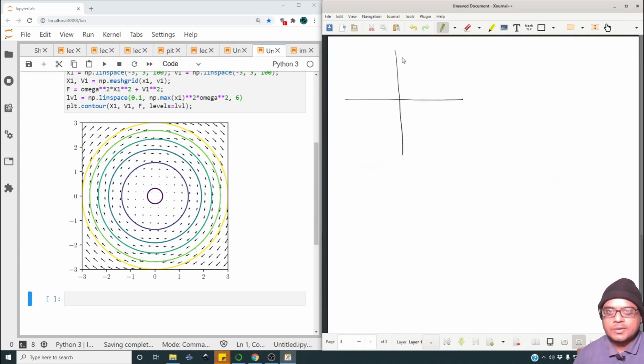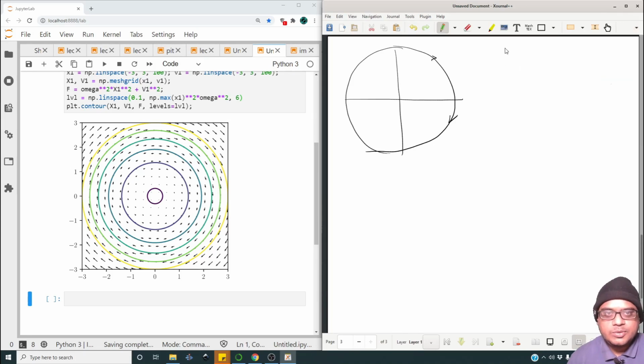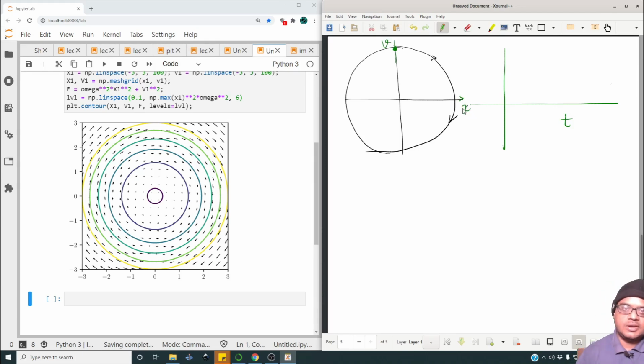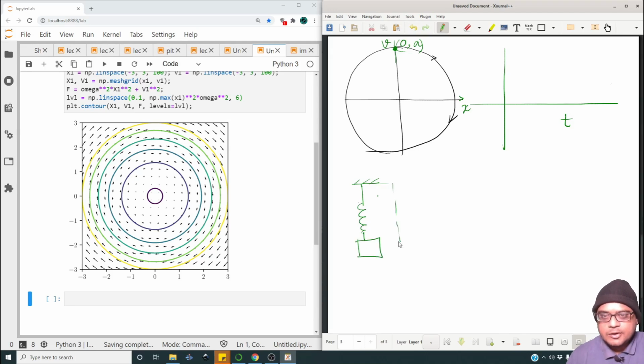What's going on? We have a closed contour like this, and the arrows seem to go like this. So let me try to interpret it. If we start off at a point over here, what does this mean? If I reiterate, this is x comma v. So x value is 0 over here, but v has some positive value, say a. It means that if I take the spring mass system, it is the equilibrium configuration.